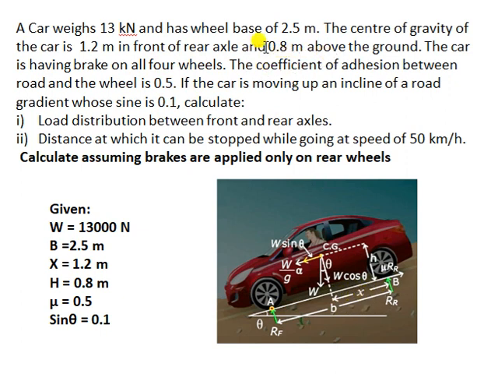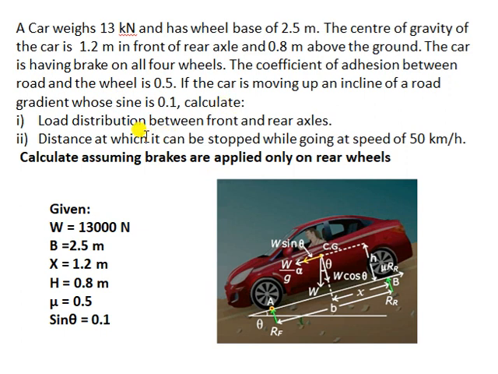the height of the center of gravity above the ground is 0.8 meter. It has been said that there are brakes available on all four wheels, and the coefficient of adhesion between the road and the wheel is 0.5. Now the car is moving up an inclined road, and right now it is shown moving downwards, so if I assume this vehicle is moving up, reverse to this direction, and the road gradient is given such that sin theta is 0.1.